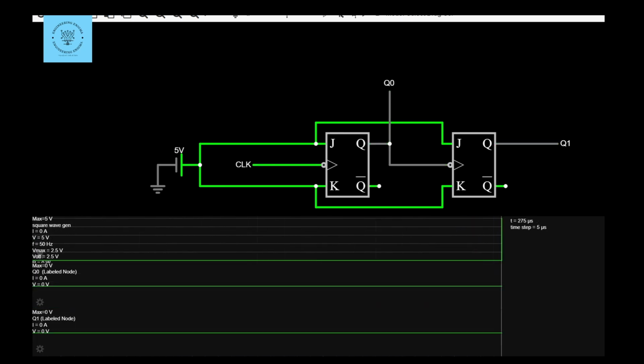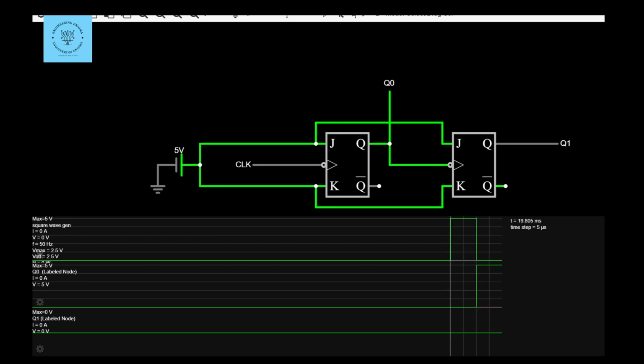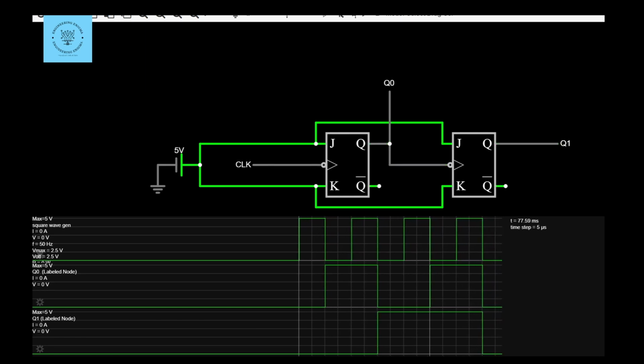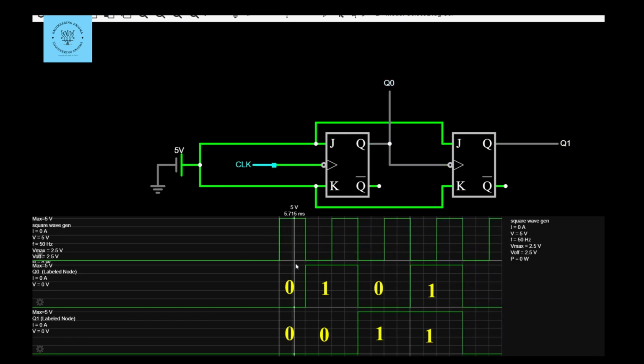Now let's observe the behavior carefully. You can notice that Q0 changes faster than Q1. This is because Q0 is directly connected to the clock, while Q1 depends on Q0. This is another reason why it is called ripple counter.